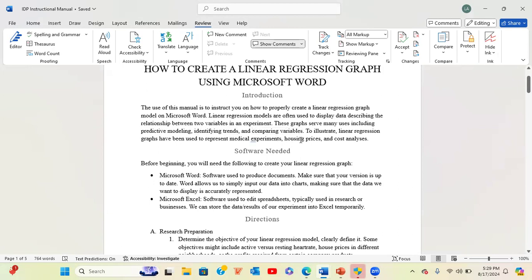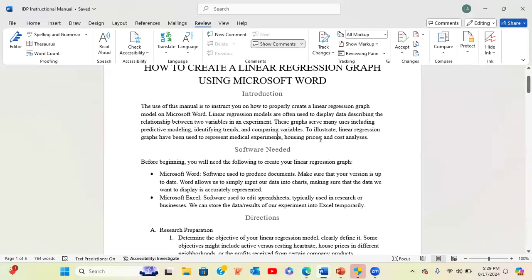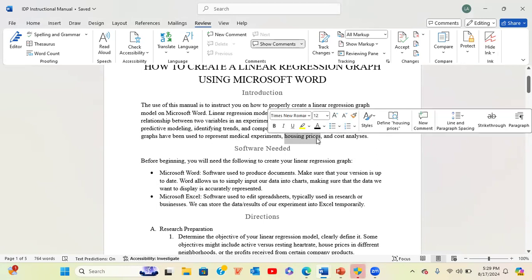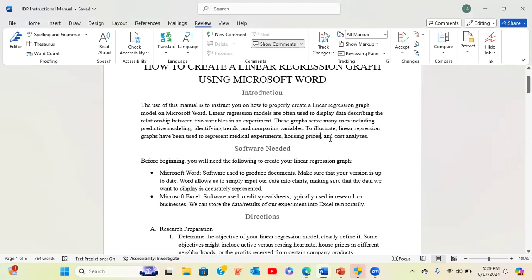So, in the original manual that I based my instructional manual on, they only were describing the difference between resting and active heart rate. But with my manual, I wanted to let everybody know that you don't have to just use it for that. You can use it for other experiments, like predictions in housing prices, like in the housing market, and also cost analysis for businesses.